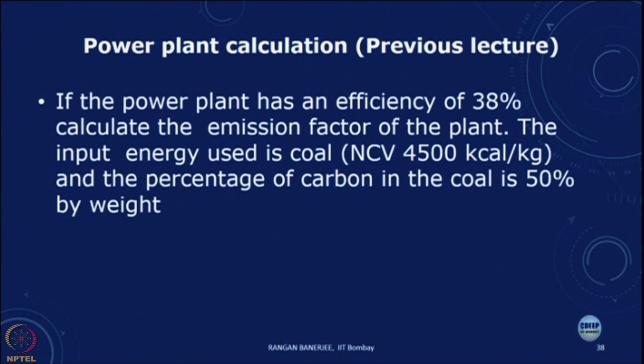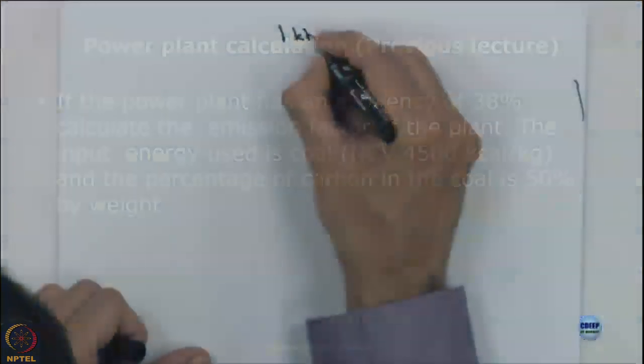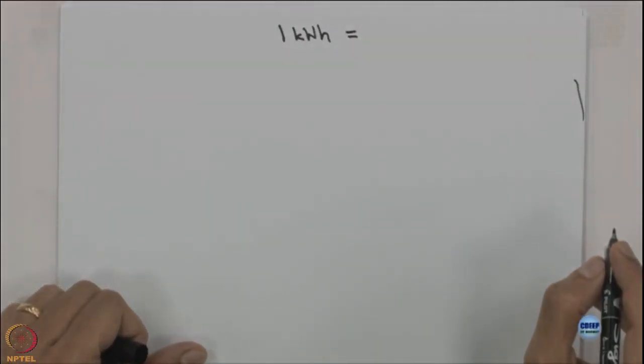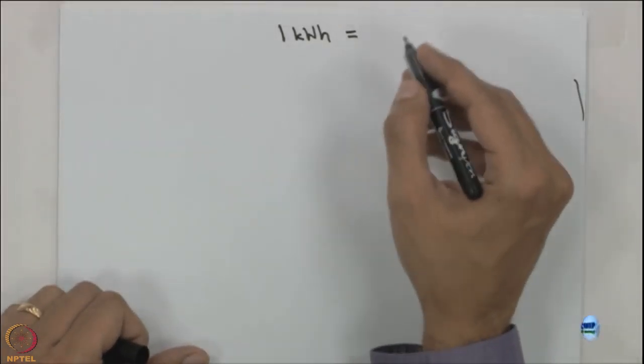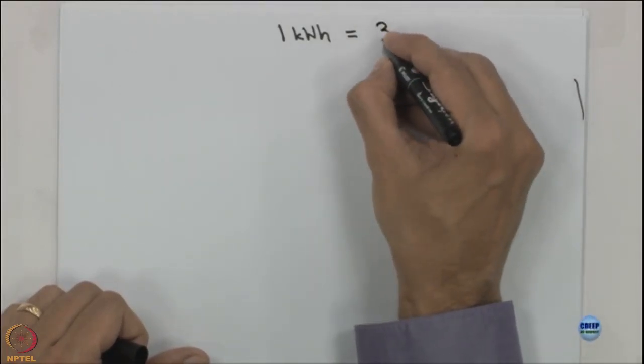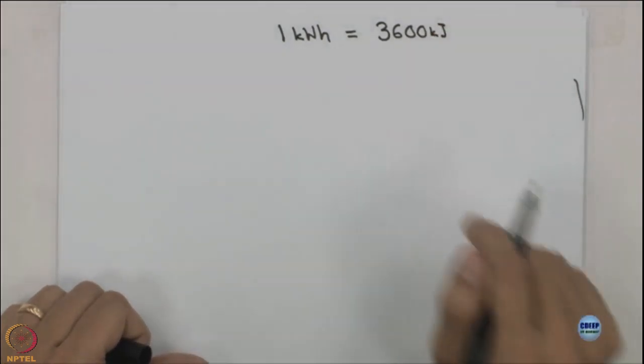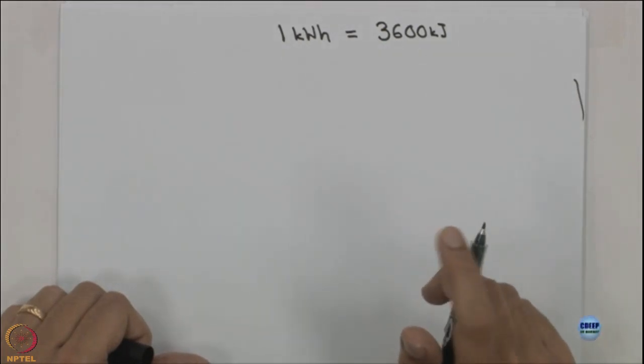The input energy used is coal with a net calorific value of 4500 kilocalories per kg, and the percentage of carbon in the coal is 50% by weight. Let us start this calculation. The output is 1 kilowatt hour. 1 kilowatt hour is 1 kilojoule per second into 60 seconds per minute into 60 minutes per hour, which is equal to 3600 kilojoules. This is the output.